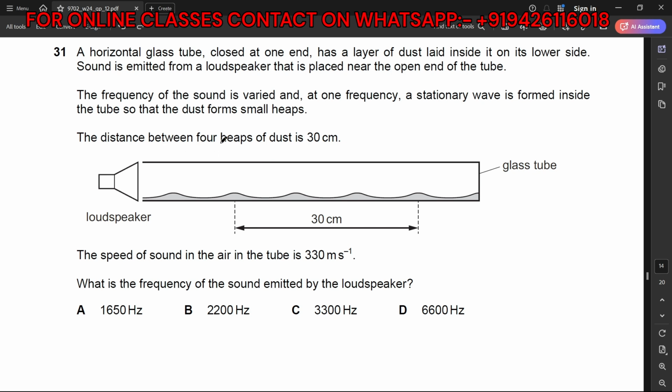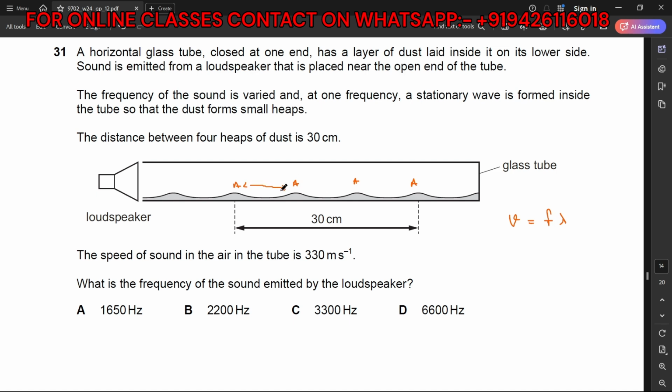Now the distance between the four heaps of the dust that is shown over here is 30 centimeters. The speed of sound in the air within the tube is 330 meters per second. Now what is the frequency of the sound emitted by the loudspeaker? So v equals f lambda, and we need to find f. v is given to us. With the help of the distance between the antinodes that are being formed, we can first find out the value of lambda, and then with the help of that lambda, find out the value of f.